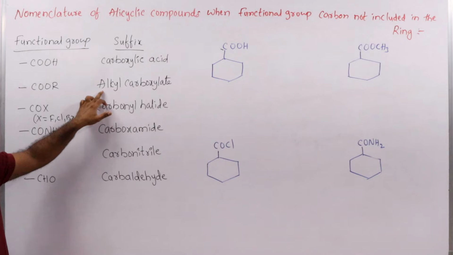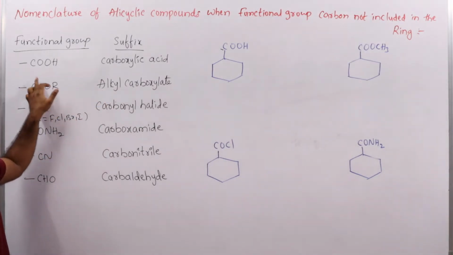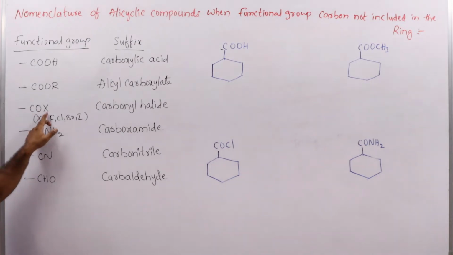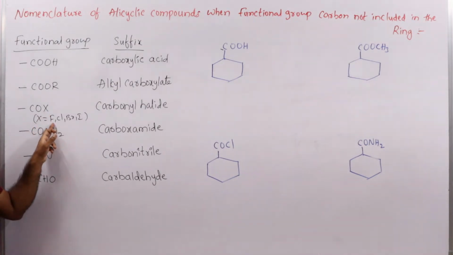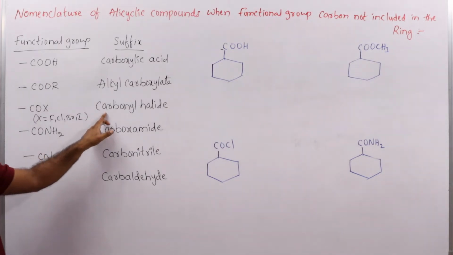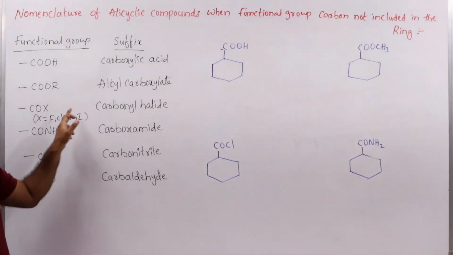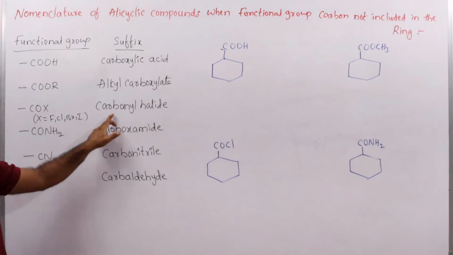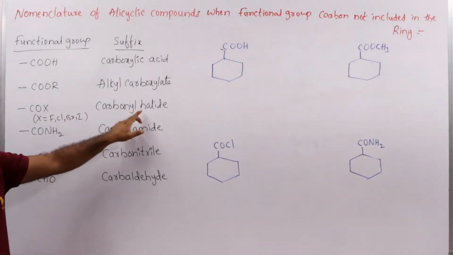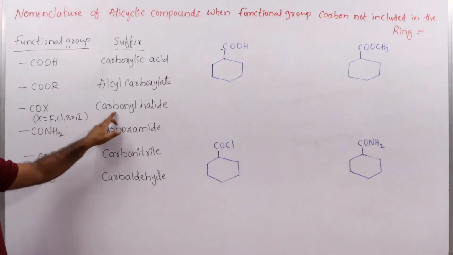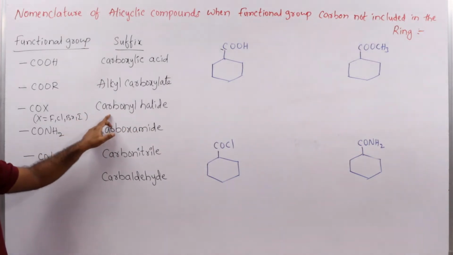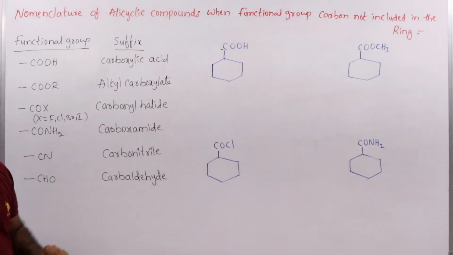Here the R group we write as alkyl, and the remaining group we write as carboxylate: alkyl carboxylate. Let's take COX. Here X means it may be fluorine, chlorine, bromine, or iodine. Then we have to use the suffix carbonyl halide. If X is fluorine, we use carbonyl fluoride. If X is chlorine, carbonyl chloride. If X is bromine, carbonyl bromide. If X is iodine, carbonyl iodide.